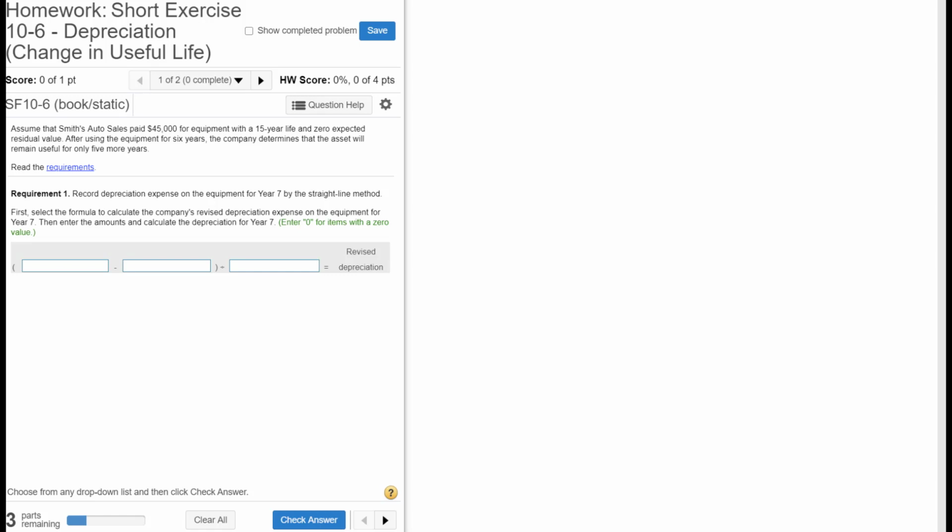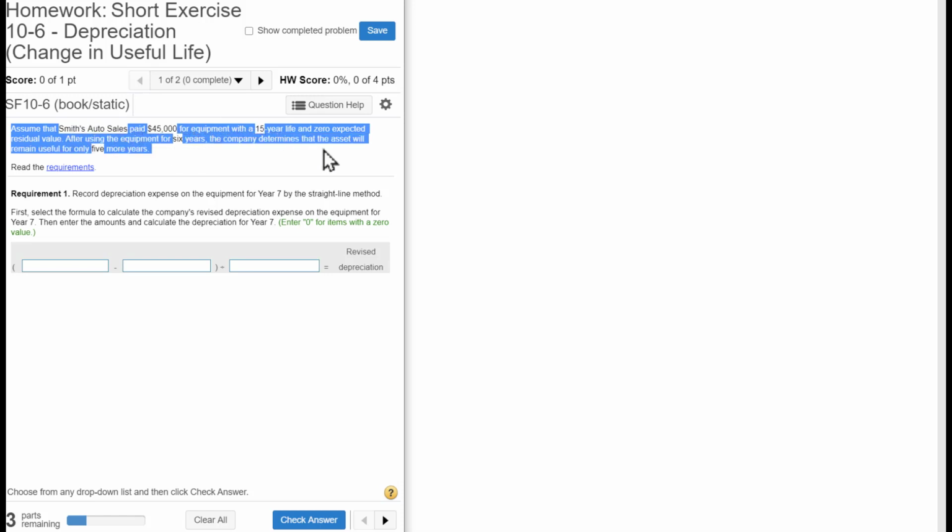Short exercise 10-6, we're going to calculate depreciation, but this time we're going to have a change in one of the estimates partway through the life of the asset, and the estimate in this case will be useful life. Assume that Smith's Auto Sales paid $45,000 for equipment with a 15-year life and a zero expected residual value. After using the equipment for 6 years, the company determined that the asset will remain useful for only 5 more years.